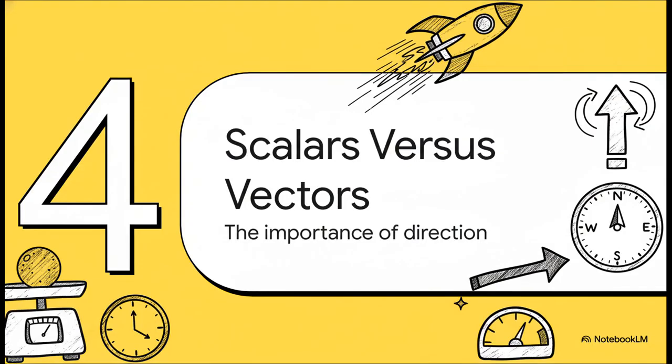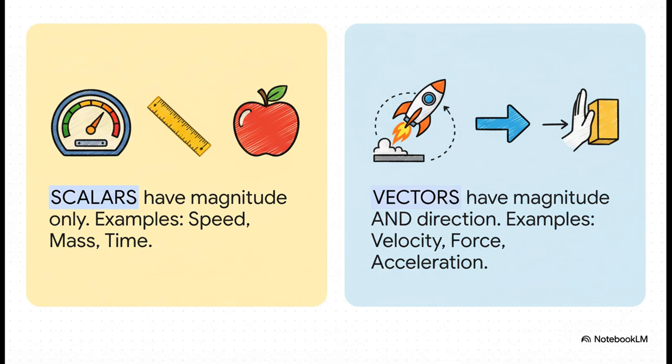Okay, so we've learned the words. Now it's time for a little bit of grammar. You see, not all quantities are the same. Some of them carry an extra piece of information that is absolutely crucial: direction. This is a really fundamental distinction in physics.